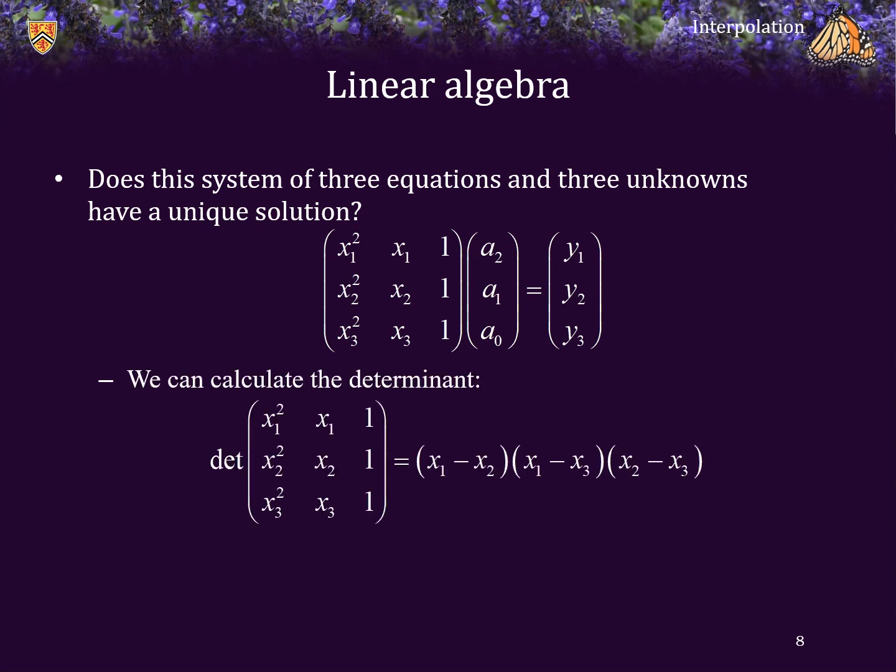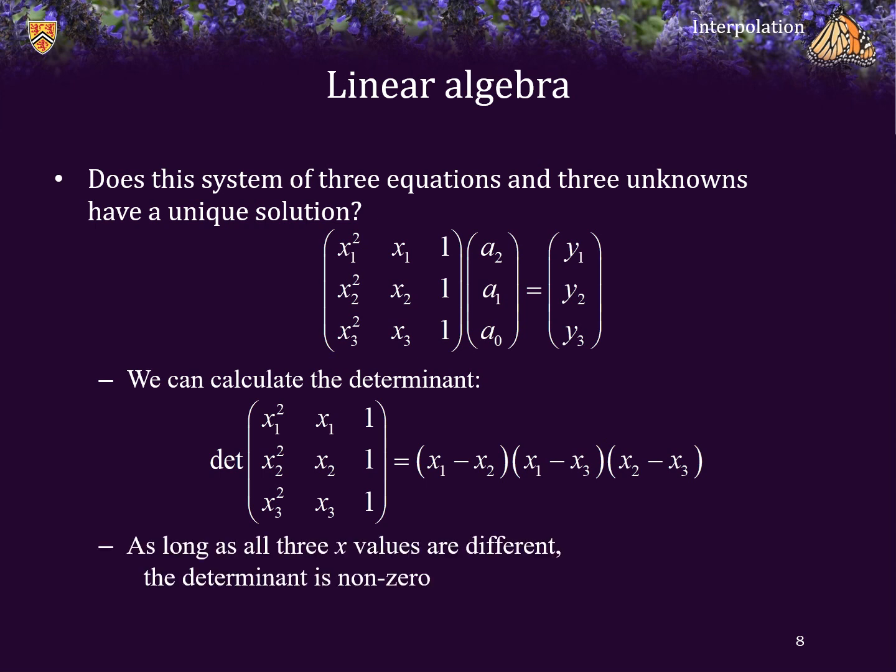Well, in this case, we can calculate the determinant, and if you calculate it out and simplify, you will find that the determinant is equal to the product of the differences of the 3 different x values. Now, if all 3 x values are different, then the differences of each pair are non-zero, and the product of 3 non-zero numbers is a non-zero number. So as long as all 3 x values are different, a unique solution exists.